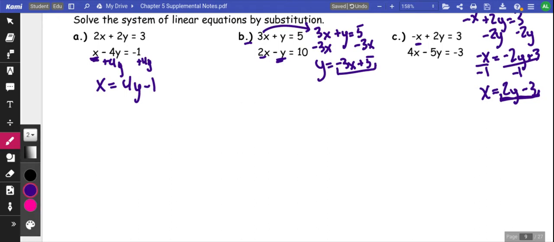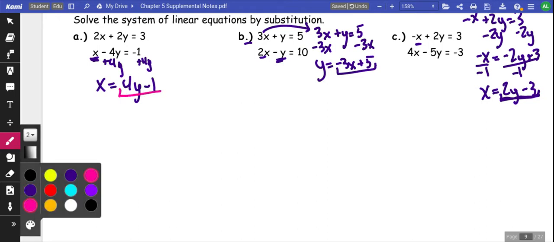I have this little 4y minus 1. I know that is the same thing as x. You can't plug it back into this equation. That was the equation you just moved around. You have to plug it into the other equation.